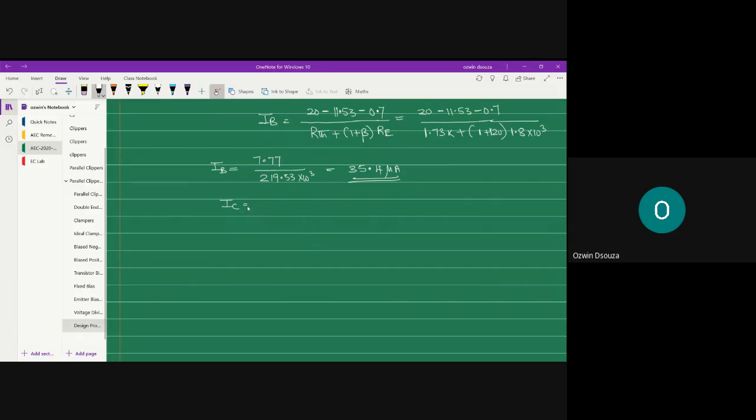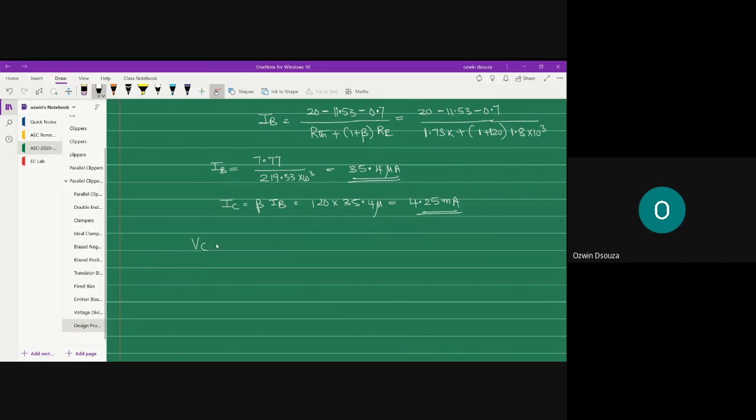Okay, so once base current is known, you can always find the collector current. So that is IC is equal to beta times IB. So that's 120 times the base current. So multiply by 120. So that will be approximately 4.25 milliamperes. All right. So collector current is known to you.